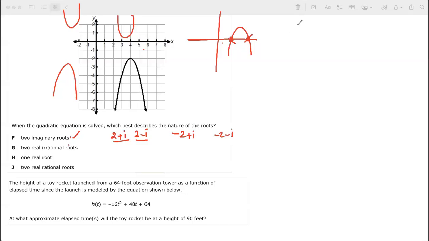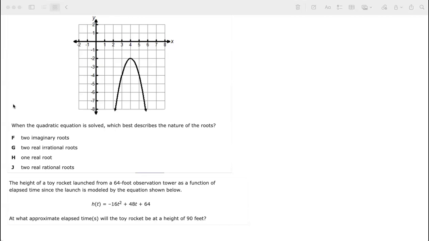When does it have one root? If it touches the x-axis and makes a U-turn, then it has only one root. You see what I mean? One repeated root. Or it can be like this as well. Then it has only one root. In this case, it has two distinct real roots. Any questions there? Sitara, did you understand? Yeah.